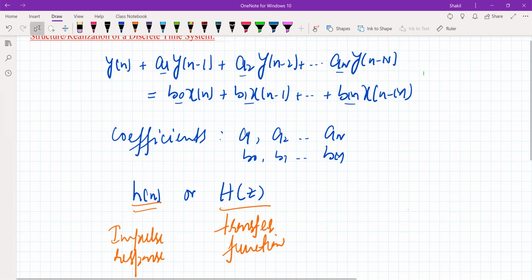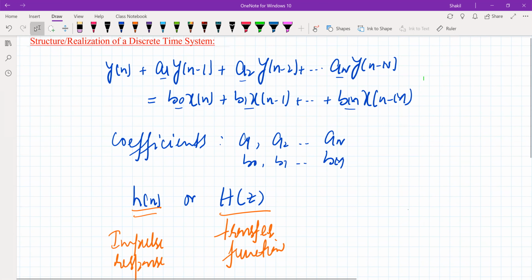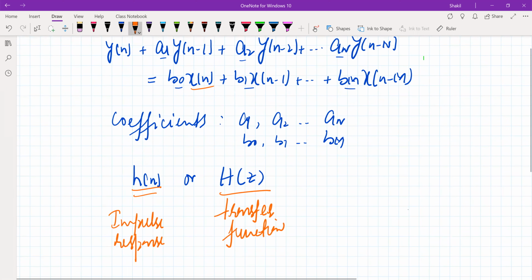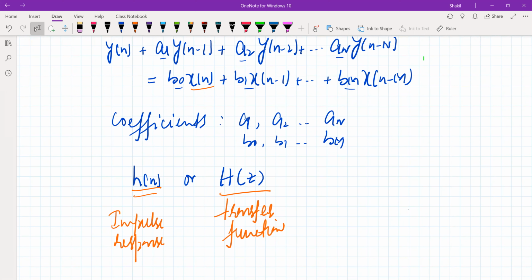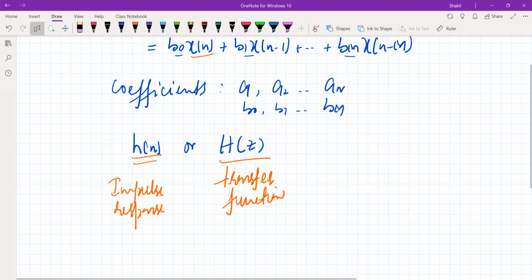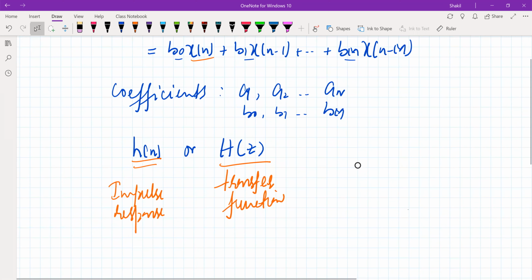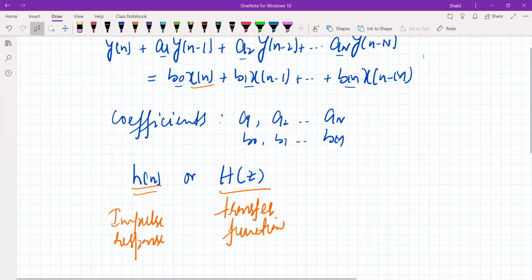Now, how do you obtain the transfer function of the system? And how do you obtain the impulse response? Impulse response means when the input to the system is delta n. So substitute delta n in place of x of n, and you will get h of n, the impulse response of the system. We'll not do that here, we'll do only the transfer function.